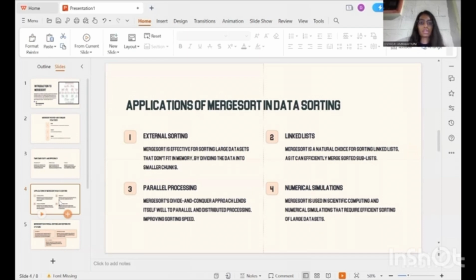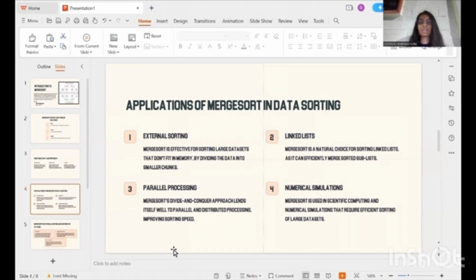The first one is external sorting. So what does external sorting mean? Basically, when we have a large data set, it cannot fit into memory such as RAM. Here we need to sort these data sets externally. For that purpose, merge sort comes into play, where the data is sorted externally, using disk drives, etc.